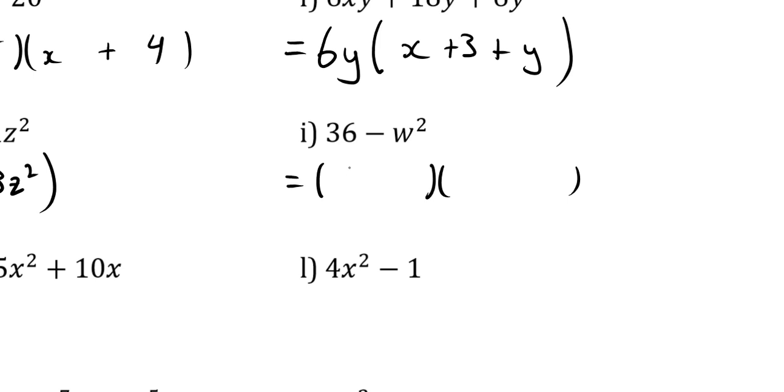So the square root of 36 is 6 plus w and 6 minus w. What some people might do is write this one as w minus 6, which is not quite the same thing, so that won't work. So I want to leave it as 6 minus w.